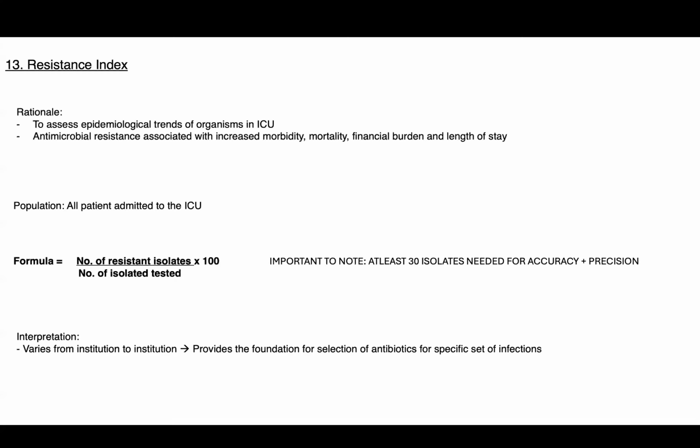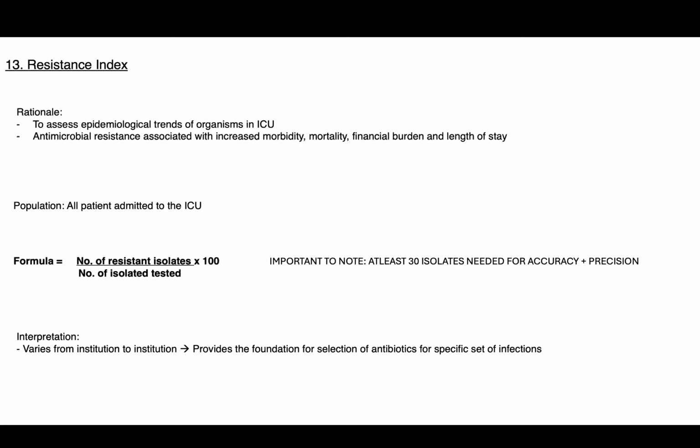So another parameter you need to know is something called the resistance index. So it is used to assess the epidemiological trends of organisms in the ICU. So antimicrobial resistance is associated with greater morbidity, mortality, financial burden, and length of stay. So it includes all the patients admitted to the ICU, and the formula goes by the number of resistant isolates by the number of isolates tested into 100.